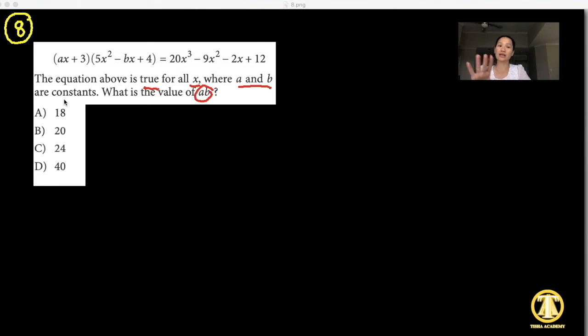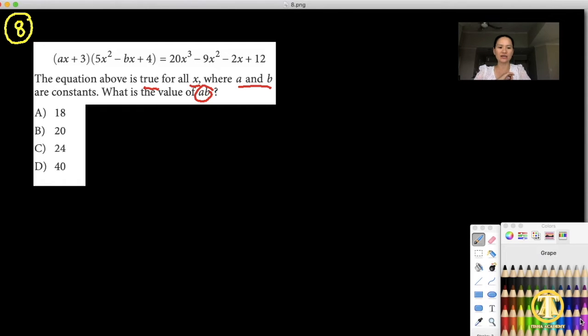Okay. Try to read the question twice. Now they seem like they have two brackets here. All of them equal this one. The equation above is true for all x where a and b are constant. They want you to find the value of ab. So that means they want you to find what is ab.